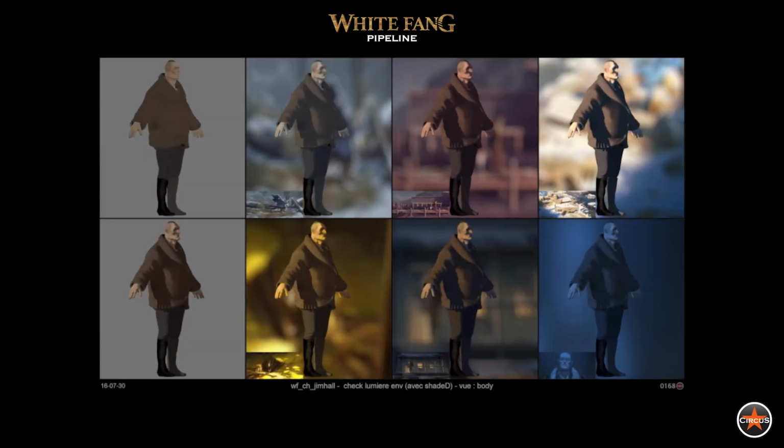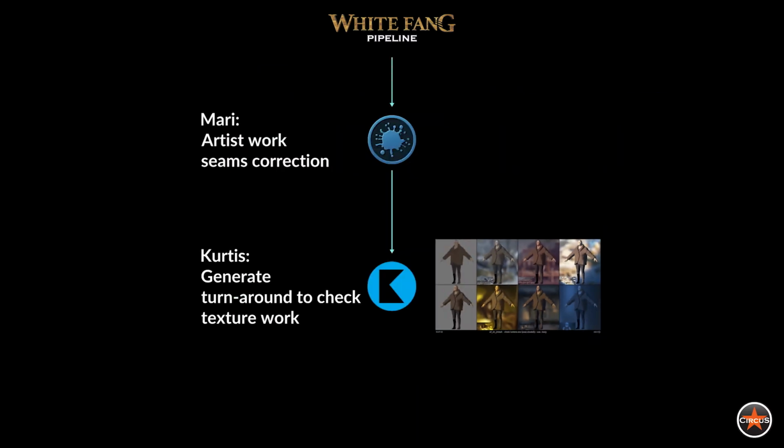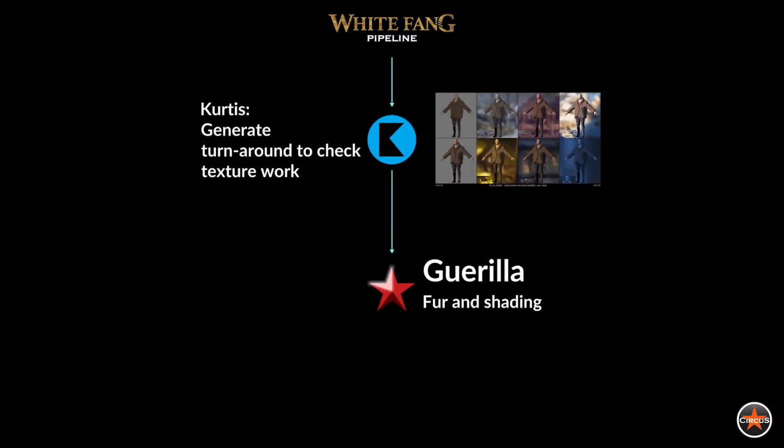These textures are checked in different lighting for the film. The next step is the look dev done in Garia, the rendering software of the film. The textures are applied to the character and fur is created during this step.